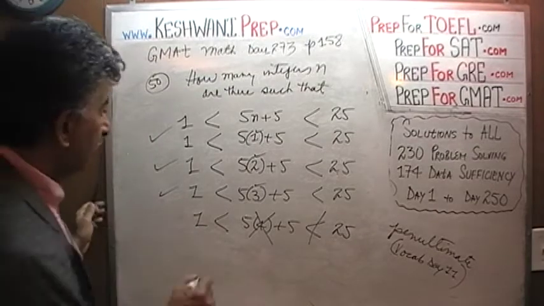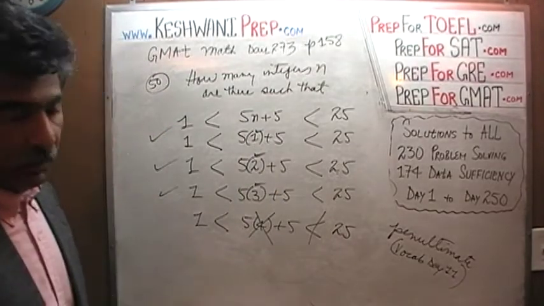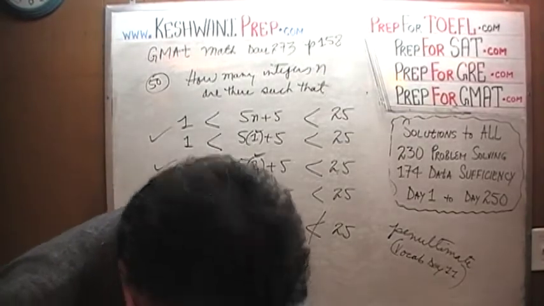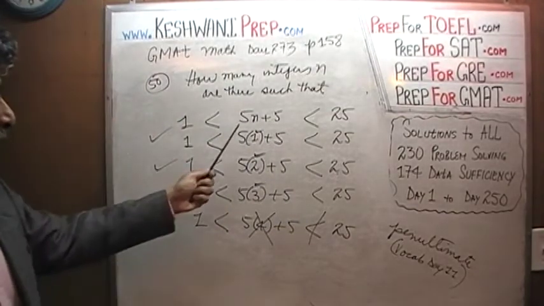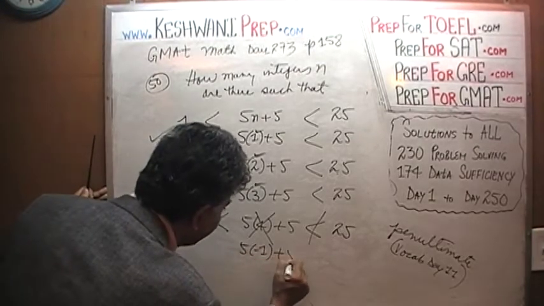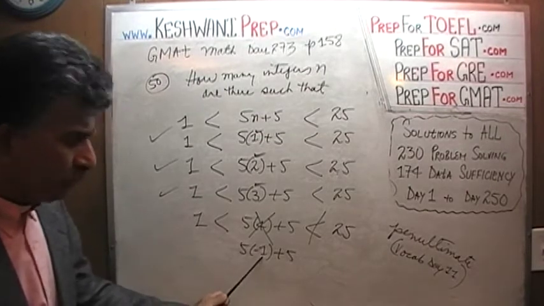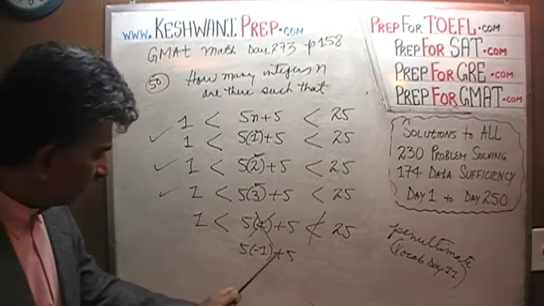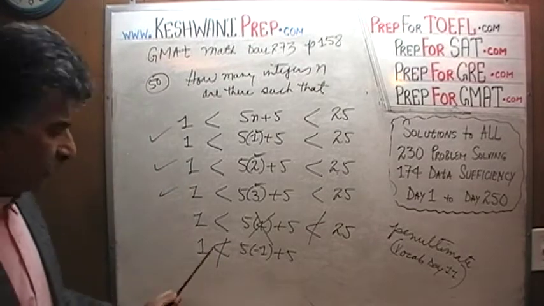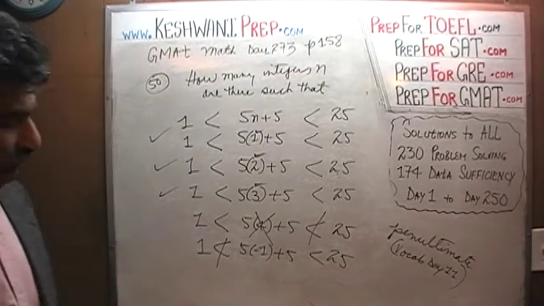So how many did we find? 1, 2, 3. If you plug in any higher number, it won't work. Did I leave something out here? We can't plug in negative integers, because 5 times negative 1 is negative 5, and negative 5 plus 5 is 0, and 0 is not greater than 1. 0 is less than 25, but 0 is not greater than 1. So negatives do not work.